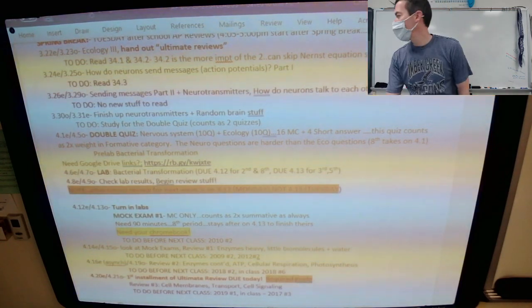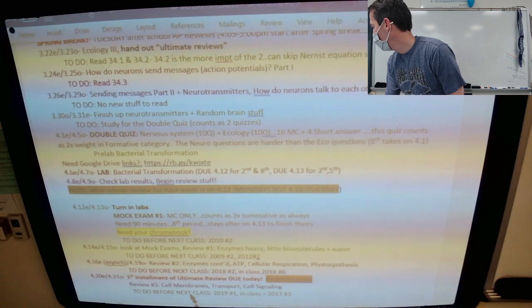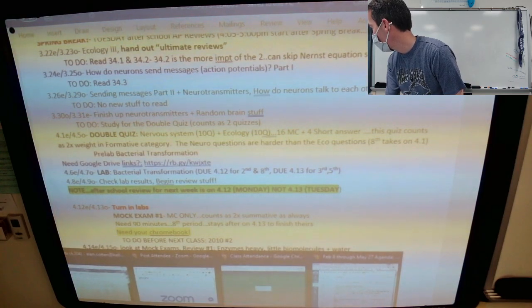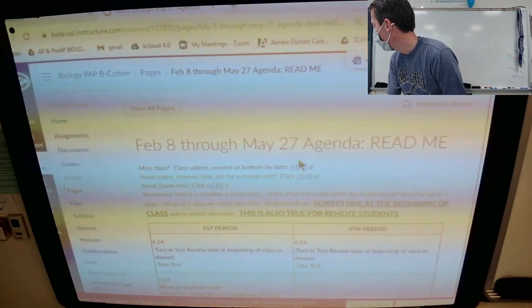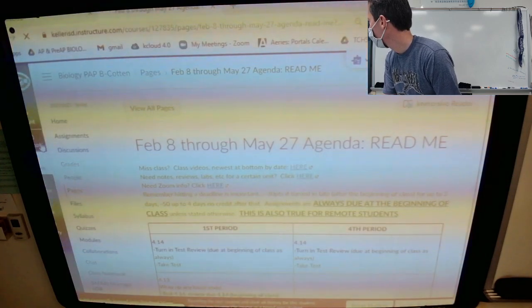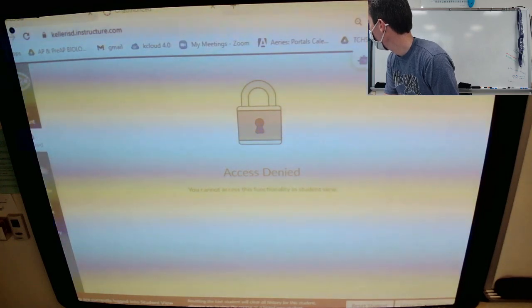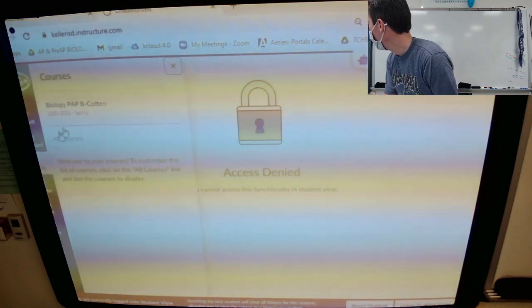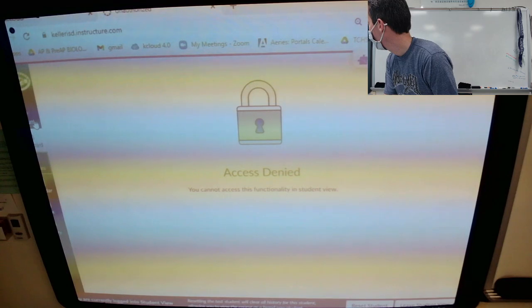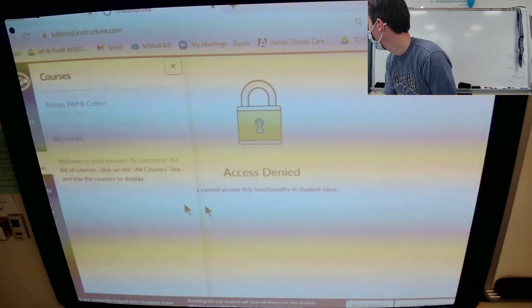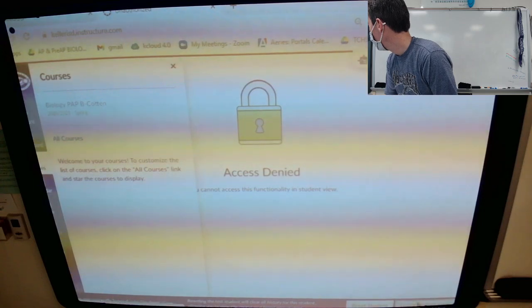If you're at home, you can access these pretty easily. Let me show you really fast where stuff is at. Oh, whoops, hang on, I'm in student view, so it won't let me look. Leave student view.